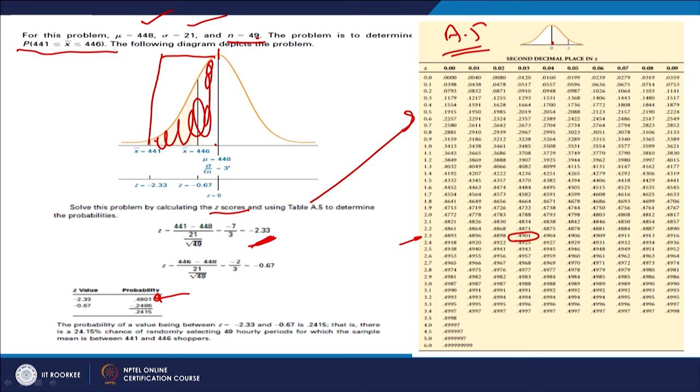What about this area? This area is again from 0 to 0.67. So 0.6 is here, and 7 is this one, which gives 0.2486. So from here to here is 0.2486.